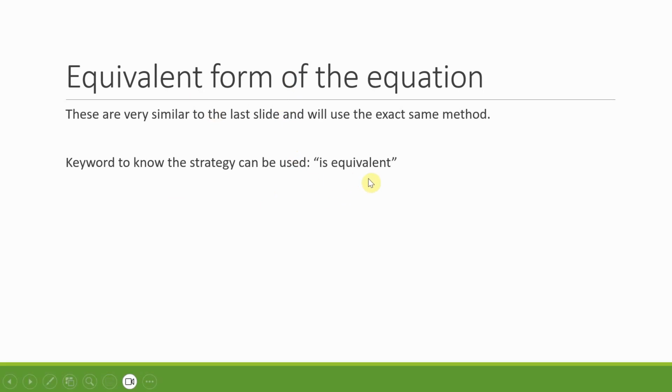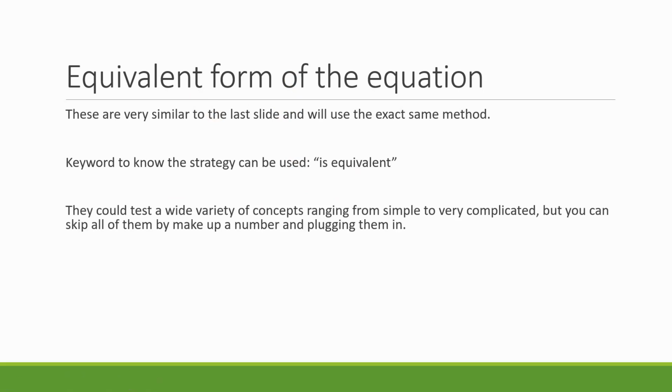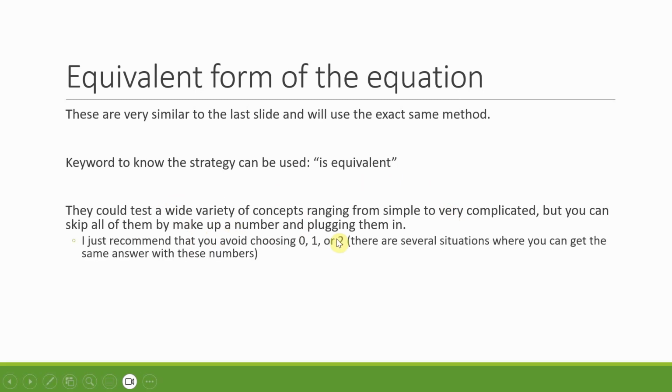So if they're ever asked which form of this or what equation is equivalent to this one, we can use this strategy of making up numbers. That could test a wide variety of concepts, ranging from very simple to very complicated. But either way, you can skip all of them by just making up a number and plugging them in. So I recommend that when doing this, you avoid picking 0, 1, or 2, just because there's several situations where you can get the same answer with these.